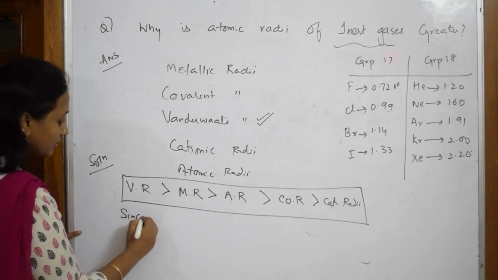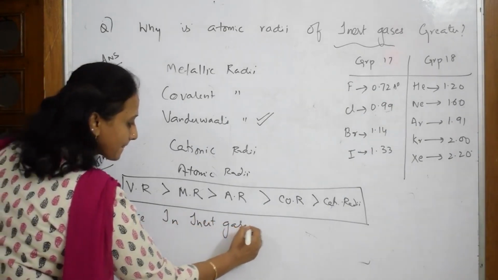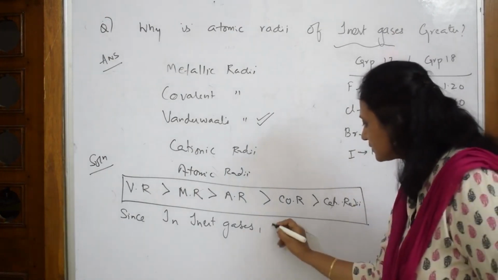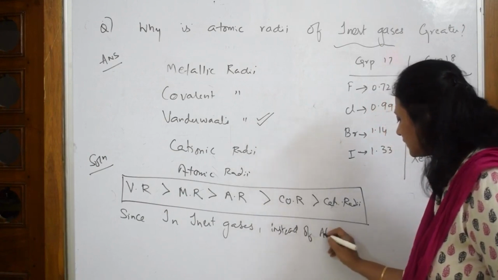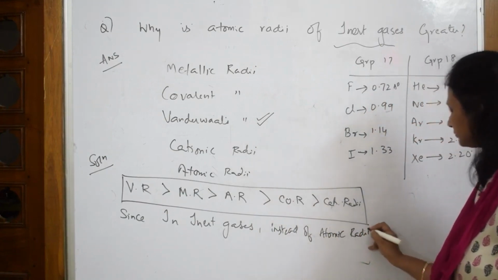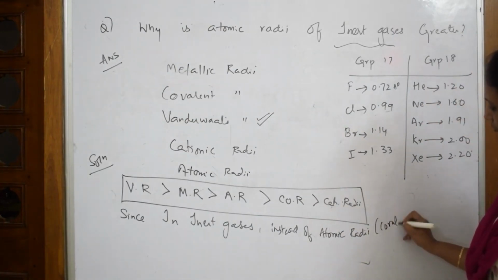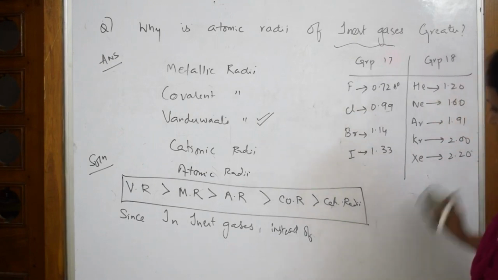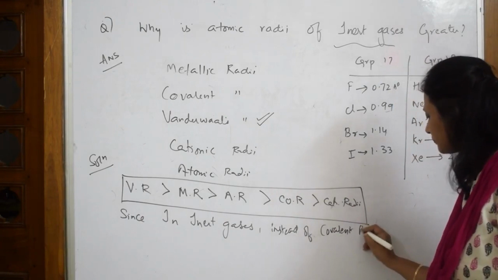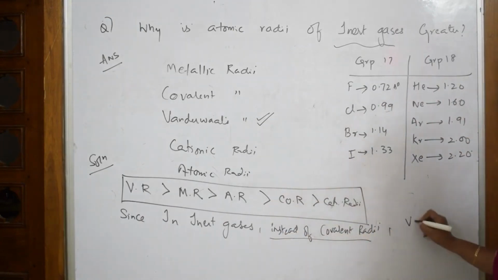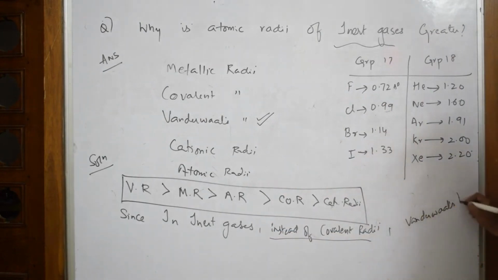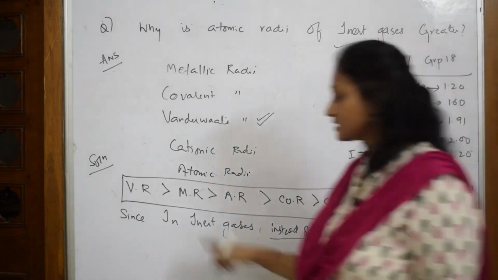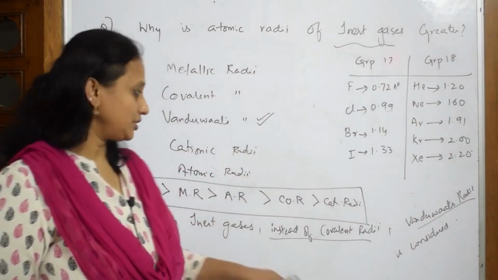Then, since in the inert gases, the non-bonded electrons, because inert gases don't form bonds, isn't it? Right. So in inert gases, instead of covalent radii, we don't speak about covalent radii because there is no bonding. Instead of covalent radii, what are we going to take? Instead of covalent radii, van der Waals radius is taken into consideration. So underline this word. What is considered? Van der Waals radii is considered. So according to this order, what is the first one? Van der Waals radius is greater. Hence, inert gases have larger atomic radii. You need to conclude your answer like that.